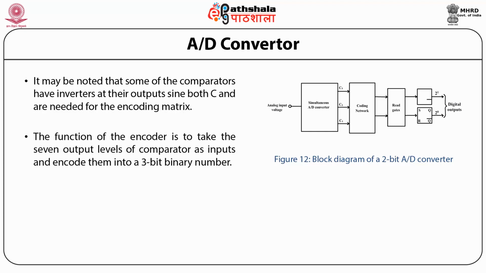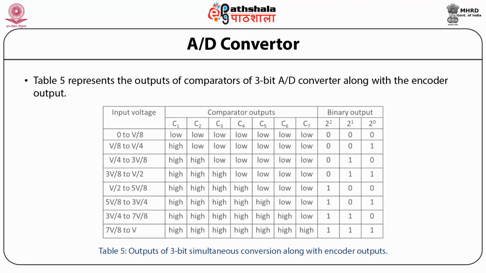The function of the encoder is to take the 7 output levels of comparator as input and encode them into a 3-bit binary number. Let us discuss the outputs of comparators of 3-bit A to D converter along with the encoder output. It can be seen that for an input voltage varying from 0 to plus V by 8, all C1, C2, C3 till C7 are low.